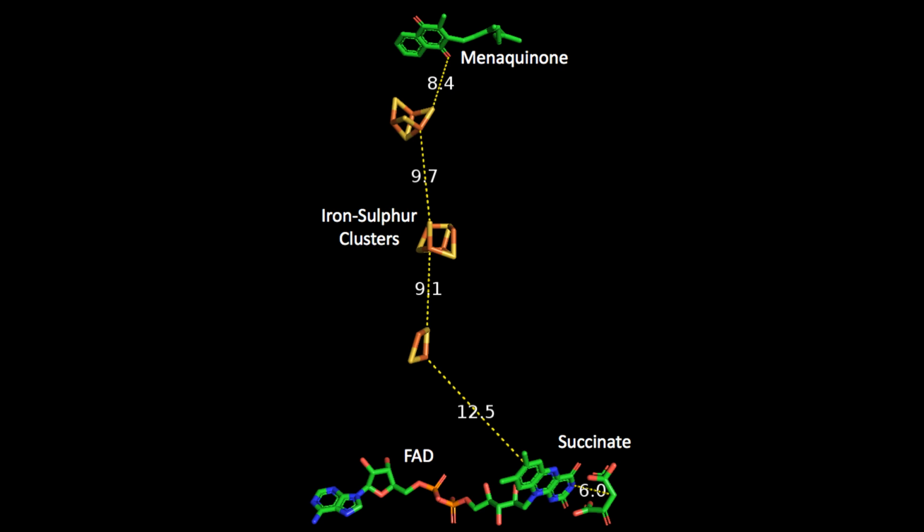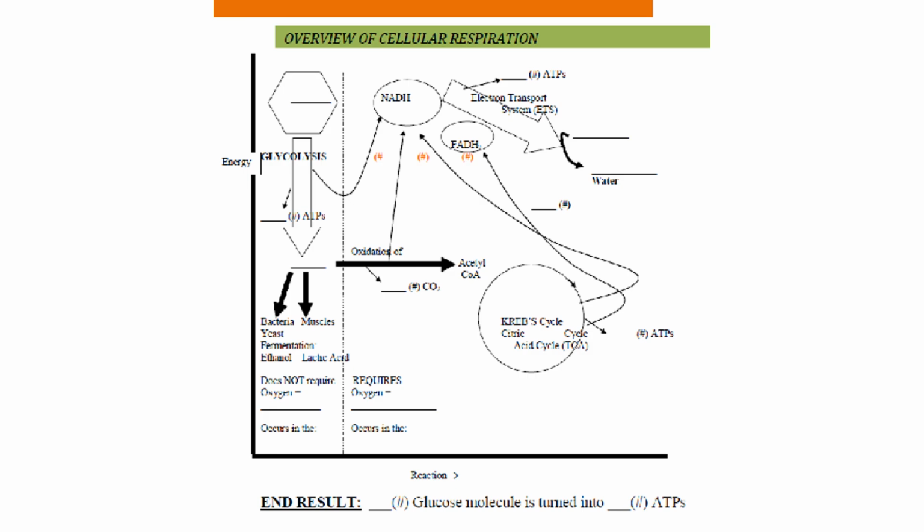In addition to producing ATP, the electron transport chain also plays a crucial role in removing oxygen from the body. Oxygen is the final electron acceptor in the chain, and its reduction to water is essential for maintaining the balance of oxygen in the body. In the final segment, we will summarize the key points of cellular respiration and its importance in sustaining life.